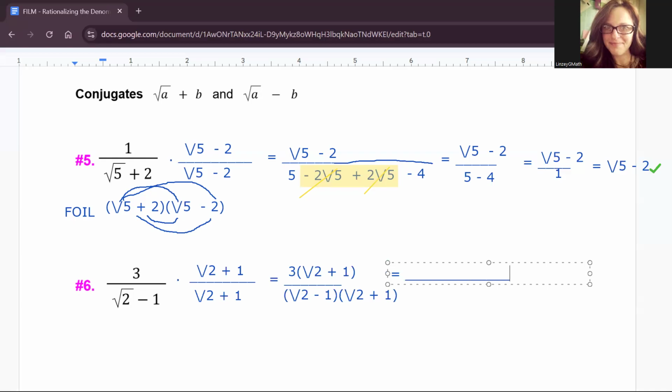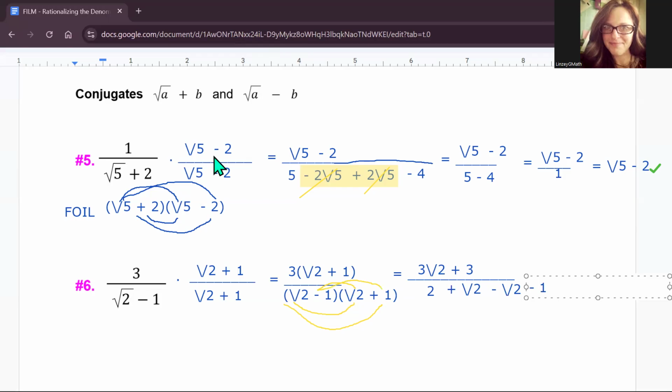And we'll take a look at that. On the top, we get 3 square root of 2 plus 3. You could also leave that factored depending on the answer form. And then on the bottom, we've got square root of 2 times the square root of 2 is 2. Square root of 2 times plus 1 is just plus square root of 2. And then negative 1 times the square root of 2 is minus square root 2. Negative 1 times positive 1 is minus 1.